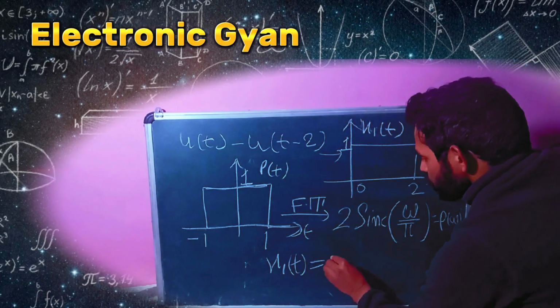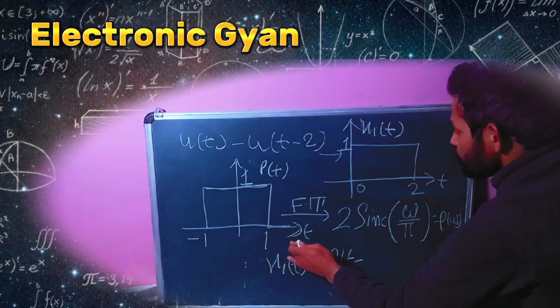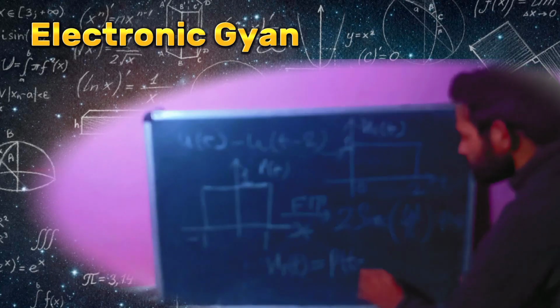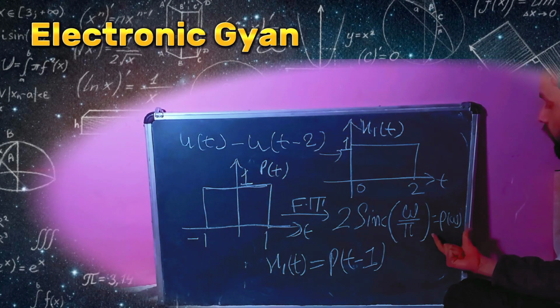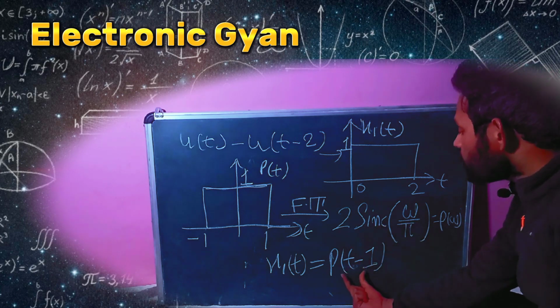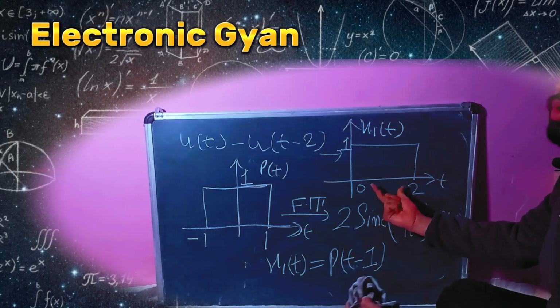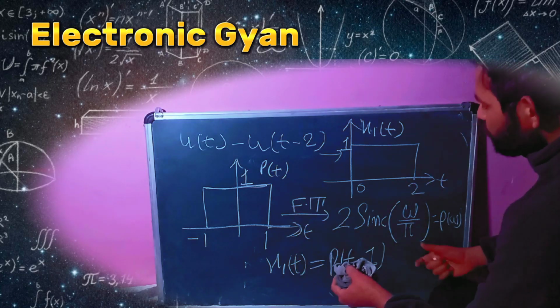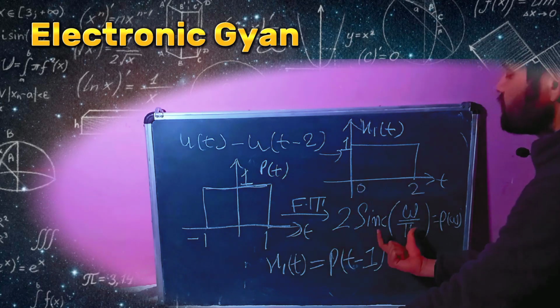So x1 of t is equal to p of t minus what? Shifted by 1. Okay, so then we will get the signal. So this is p of t minus 1, where p of omega, the Fourier transform of this signal, is this. Now I will apply the shifting property here, so I can find the Fourier transform for this signal, because I have shifted this and I will get this signal.